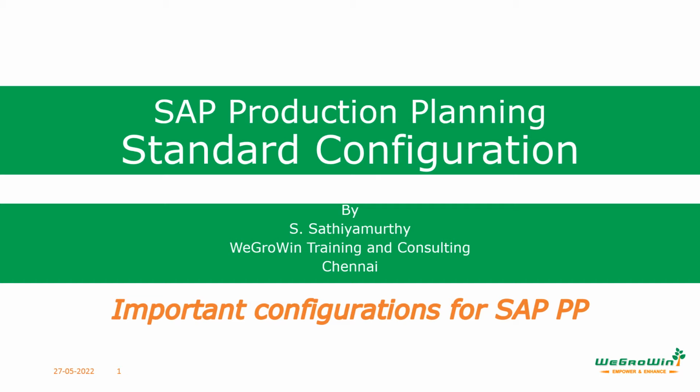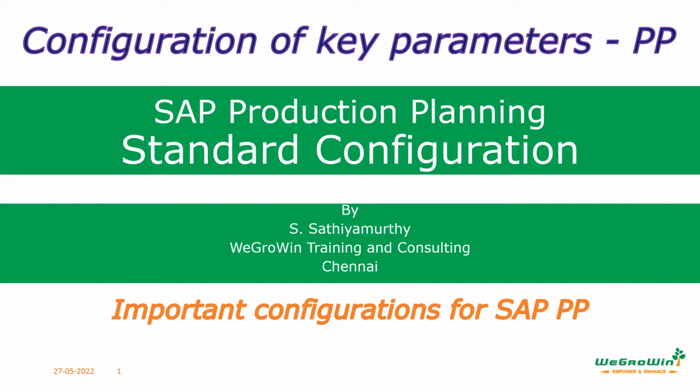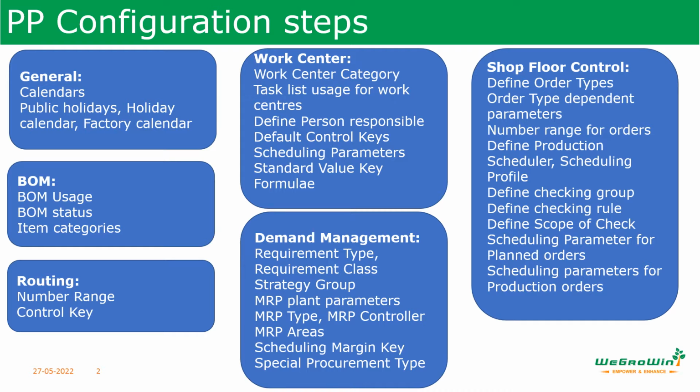We are concluding the course with a discussion on some standard configurations required for SAP Production Planning and Execution. Here we listed out some important configurations to be done as part of SAP Production Planning configuration. Like for general, what are the configurations for BOM, for routing, work center, demand management, and shop floor control. In this session, we discussed few but basically required configuration settings. You may explore further based on your business needs.